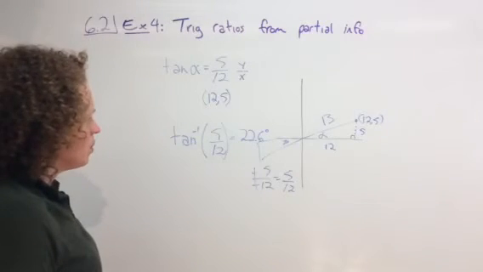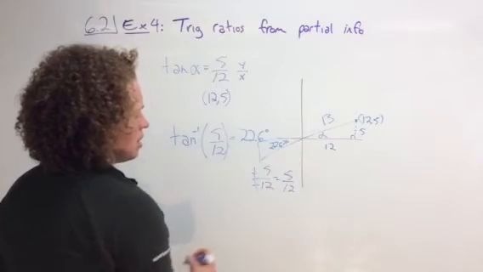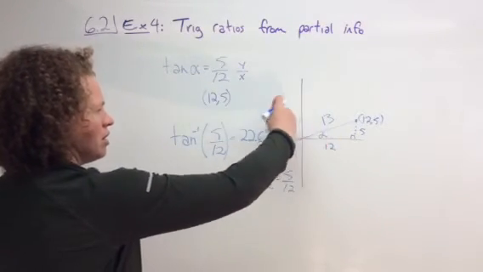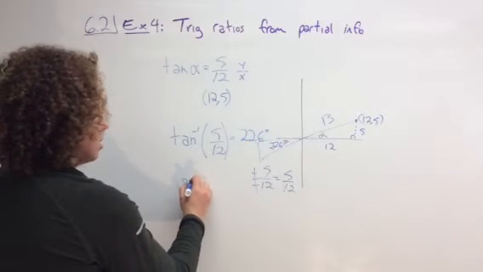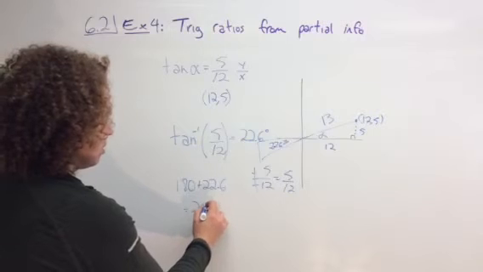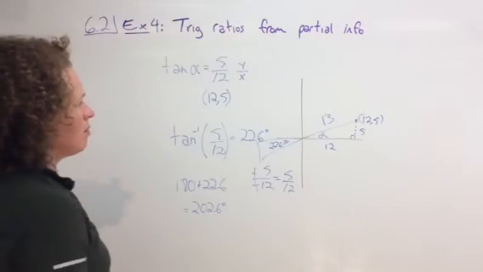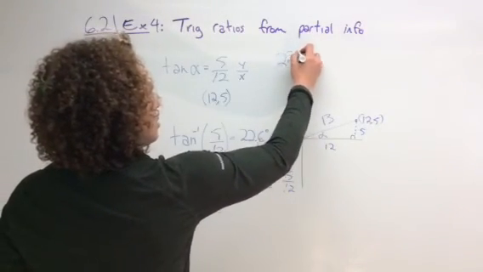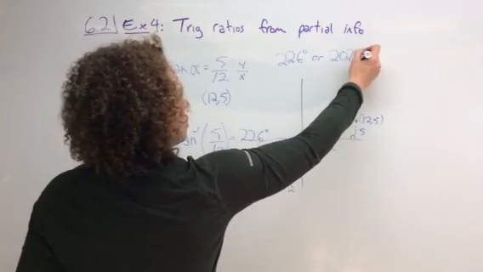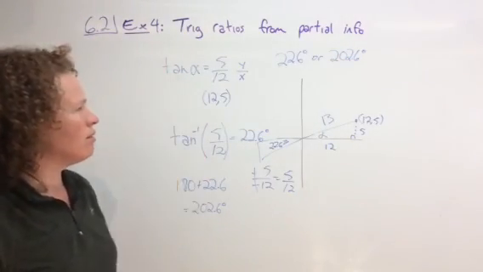So what we want to do here is recognize that this also is 22.6, and if it's in quadrant 3, then that's 180 degrees plus 22.6. So 180 plus 22.6, which would give us 202.6 degrees. So it could be either 22.6 degrees or 202.6 degrees. Either of those ones will have a tan of 5 over 12.